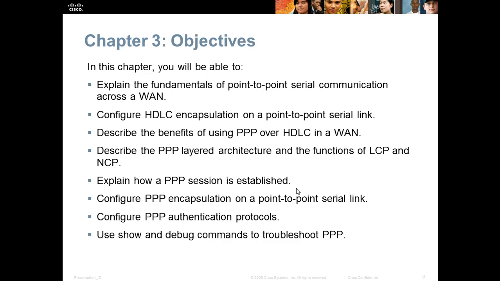The main objectives of this lesson are the fundamentals of point-to-point serial communication across a WAN, how to configure HDLC encapsulation on a point-to-point serial link, what the benefits of using PPP over HDLC in a WAN are, the PPP layered architecture and the functions of LCP and NCP, how a PPP session is established, how to configure PPP encapsulation on a point-to-point serial link, how to configure PPP authentication protocols, and how to debug and troubleshoot the Point-to-Point Protocol.